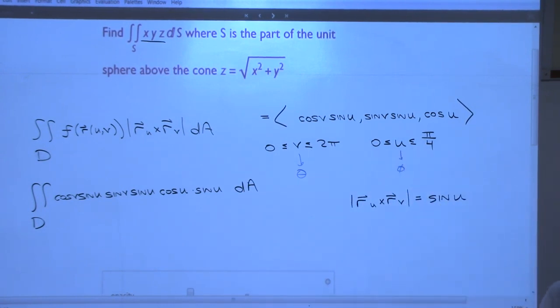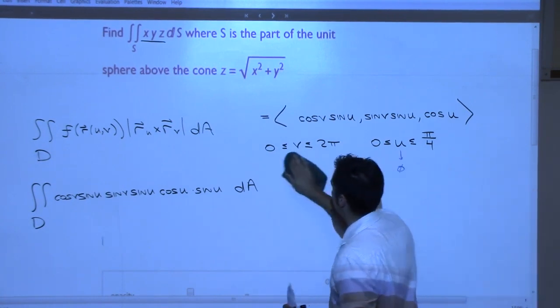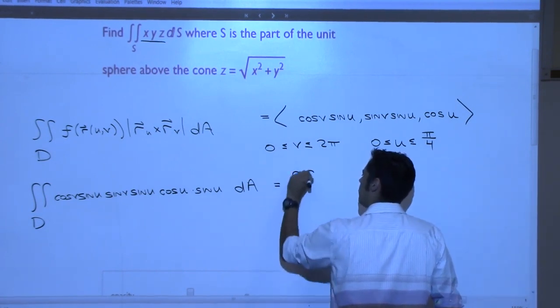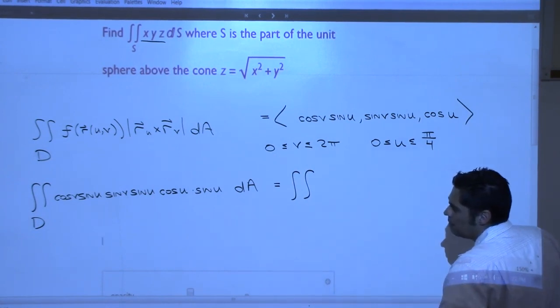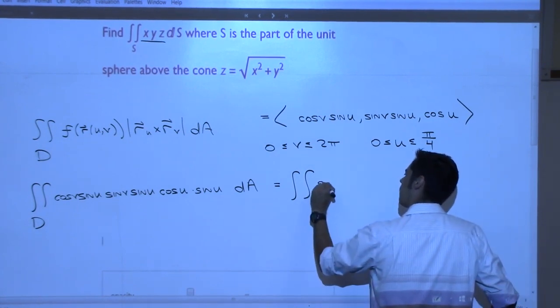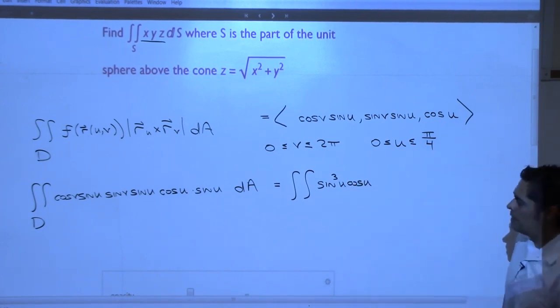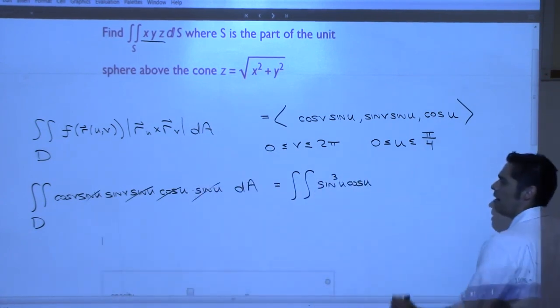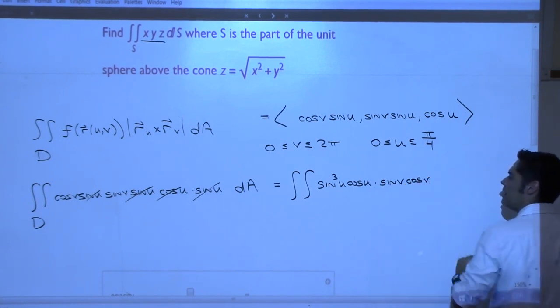And we can combine things together, right? Do I have any questions? Double integral. Let's get all our u stuff together. Looks like I've got a sine cubed u and a cosine u. That takes care of this, this, this, and this. And then I have sine v, cosine v, or cosine v, sine v. It doesn't matter how I do that, right?